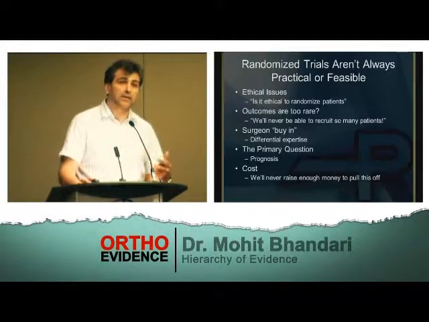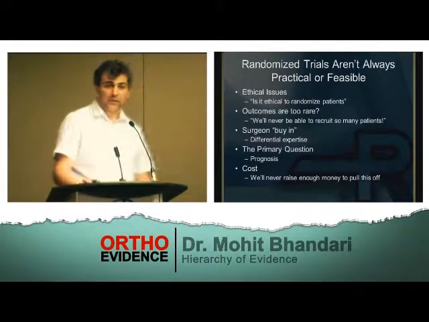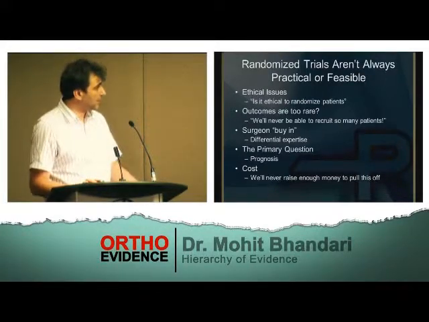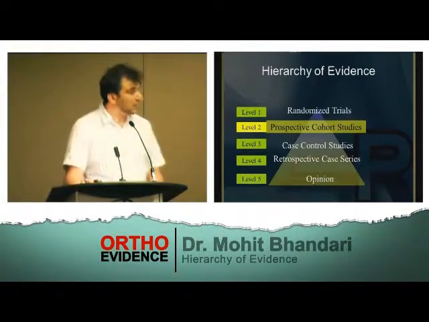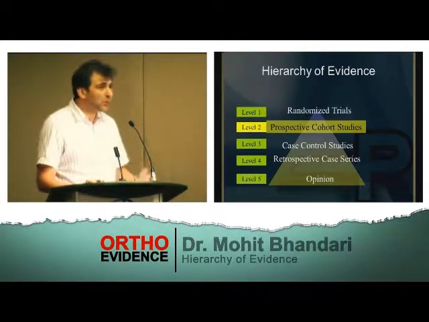But the bottom line is that we should at least be considering the randomized trial in surgery when there's an opportunity to do one, and think about that as an option. If we can't do a randomized trial, we can certainly look down that hierarchy to a level 2 evidence model, which is prospective cohort studies. So what's unique about the cohort?